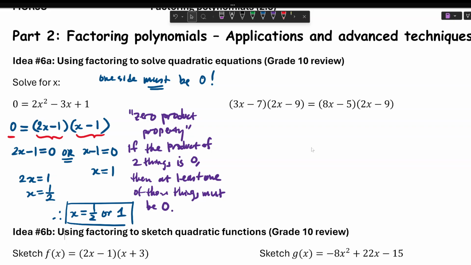Okay, let's look at a more complex one now. So we have this funny looking thing, 3x minus 7 times 2x minus 9 is equal to 8x minus 5 times 2x minus 9. So the all-purpose method is to make sure everything's expanded, put it all on one side, factor it, and then go from there just like we did. I'll show you the smarter method in this case after I do that.